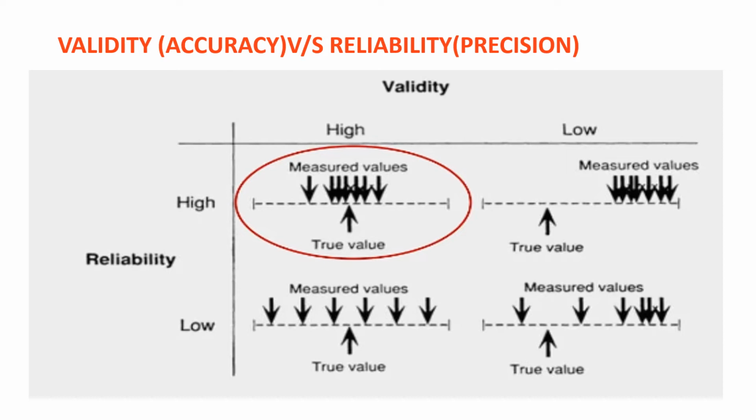And of course, in a screening test, as you can understand by now, we always prefer the first scenario marked with the red oval shape. That is, we want a high validity, high reliability screening test, where every time you repeat the test, it will give more or less very close values, and it will always be very near the true value.